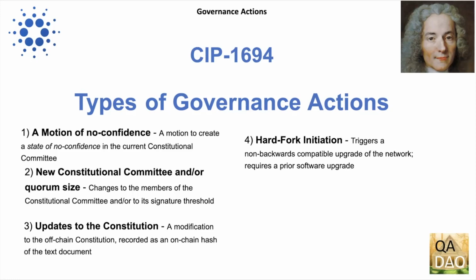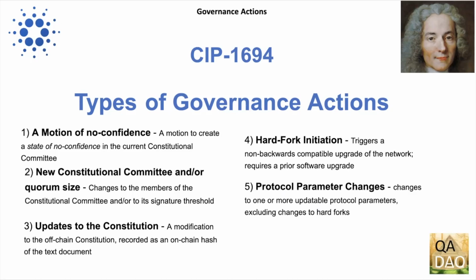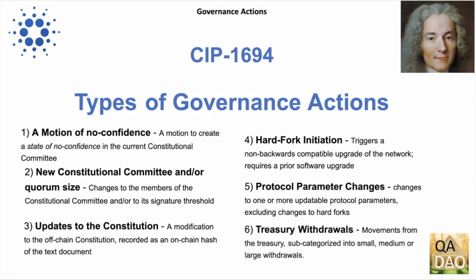Hard fork initiation triggers a non-backwards compatible upgrade of the network and requires a prior software upgrade. 5. Protocol parameter changes: changes to one or more updatable protocol parameters, excluding changes to hard forks. 6. Treasury withdrawals: movements from the Treasury subcategorized into small, medium, or large withdrawals.